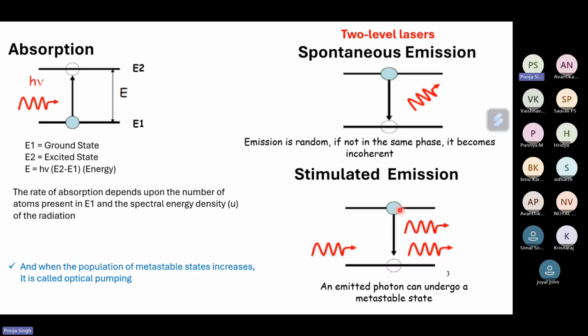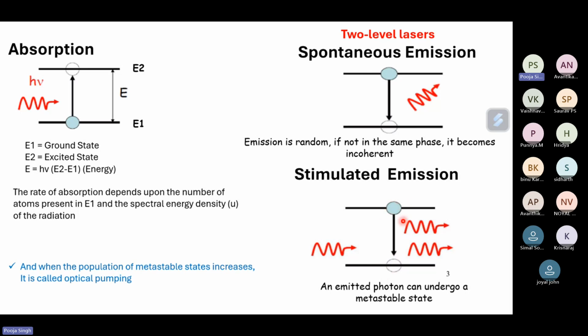Basically this coherency is produced because the emitted photon undergoes a non-radiative transition, which we will see, going to the ground state. That's why we call it a metastable state. So the emitted photon undergoes a metastable state, and instead of producing one single wavelength of light, it will produce two times the light, because we are exciting the excited state electron externally to undergo the transition into the ground state.